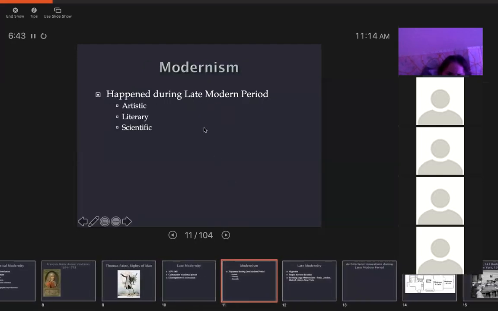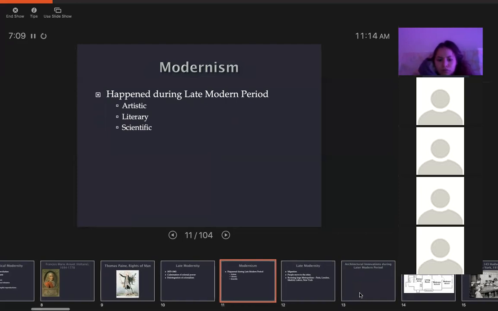So what happens during the late modern period? The art, the literature, and the science progress very quickly, and there's an emphasis, national and international, on the developing of art, literature, science, etc. as well. So why is it so important for us?